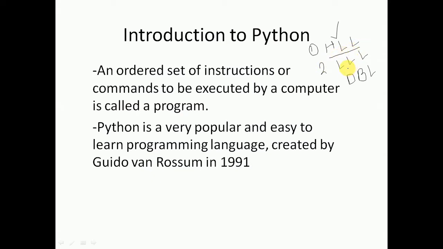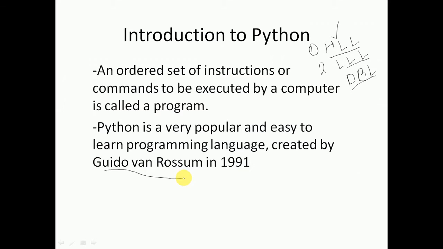So among all these three types of language, first we will start with high level language. Python is also a type of high level language, as this type of programming will be used for writing our program. Python is a very popular and easy to learn programming language. It was created by Guido van Rossum in 1991.